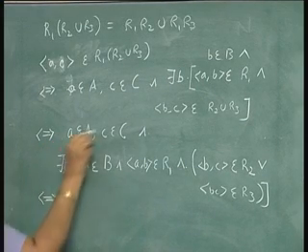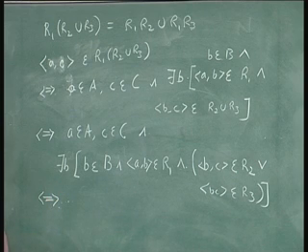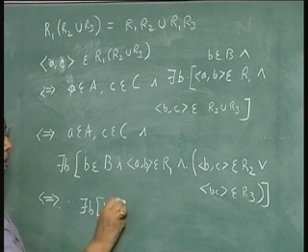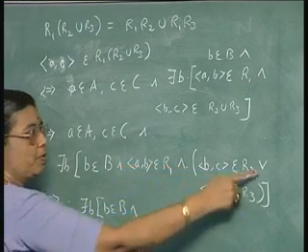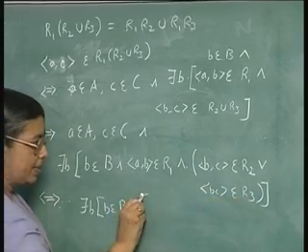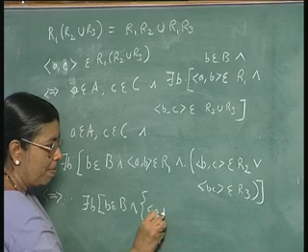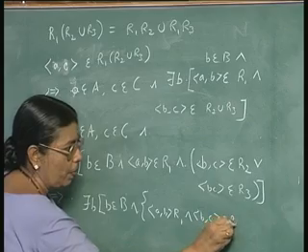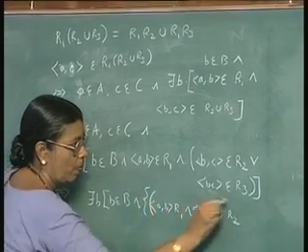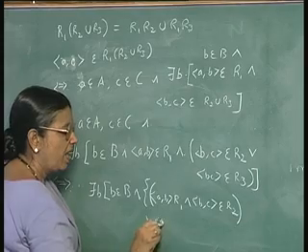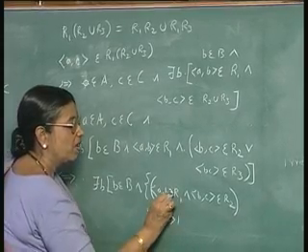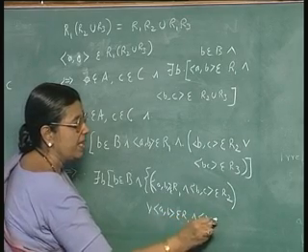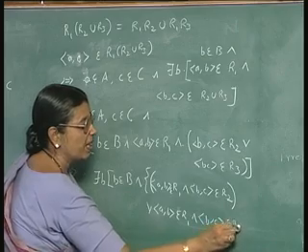This means a belongs to A, c belongs to C and there exists b, b belongs to B, and the and distributes over the or. So, you can write this as (a, b) belongs to R1 and (b, c) belongs to R2, or (a, b) belongs to R1 and (b, c) belongs to R3.